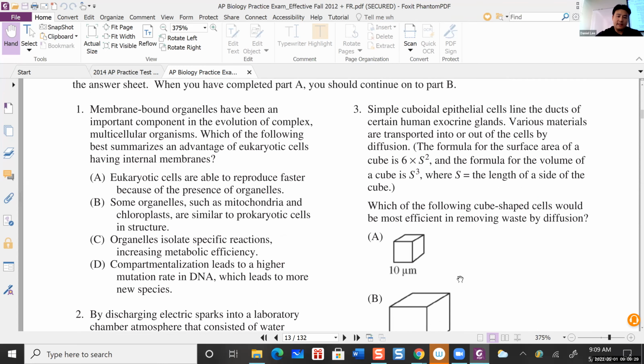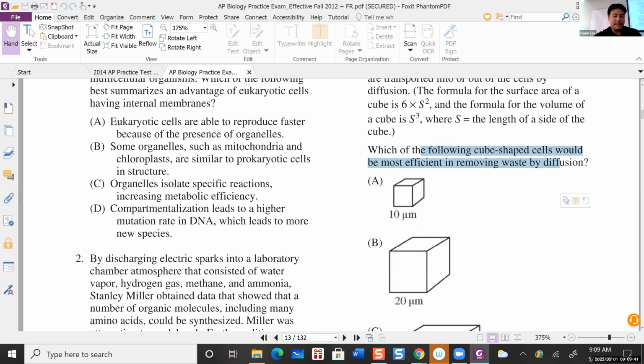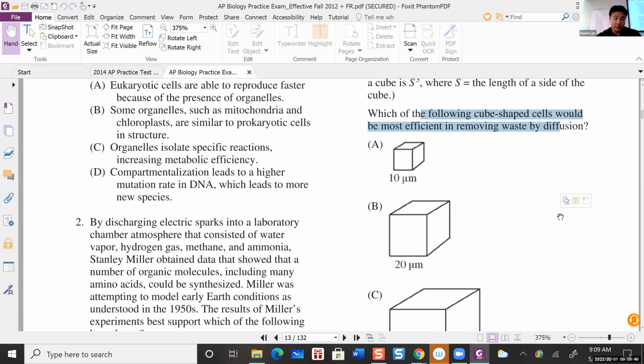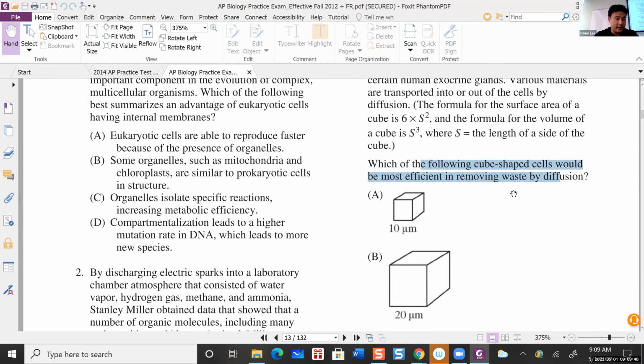Okay, so this one, number three, simple cuboidal epithelial cells. It's talking about surface area to volume ratio. So which one would be the most efficient? You want to be as small as possible, so it would have to be the first one. You can literally calculate the surface area to volume ratio. You want to maximize surface area to volume in order to be efficient.